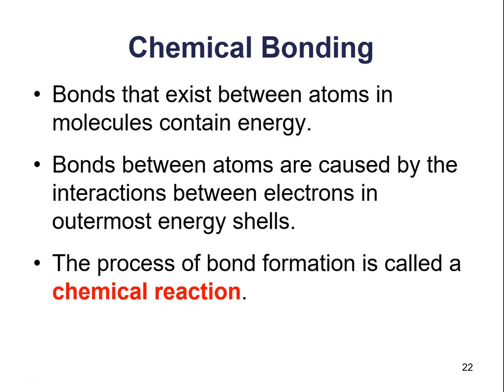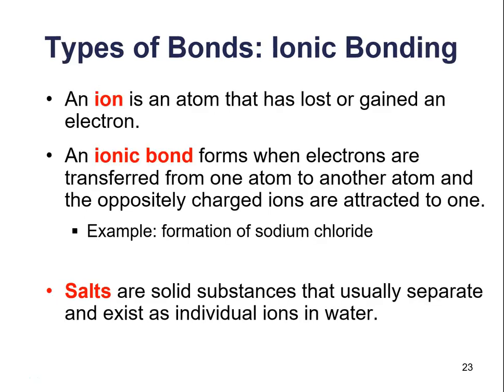Okay. So like I said, now we have to talk about the different types of bonds, because if we're going to talk about forming molecules, those are formed by bonding between elements, or between atoms, however you want to refer to it. Bonds that exist between atoms in molecules contain energy. Again, those bonds are caused by interactions between the electrons in the valence shells, like we were just talking about. The process of forming a bond is a chemical reaction. Okay, all right, so different types of bonds.